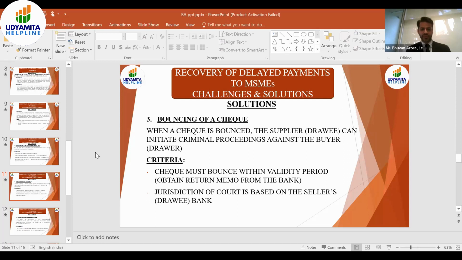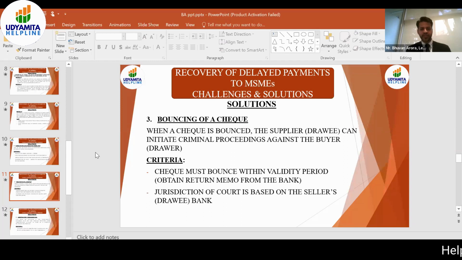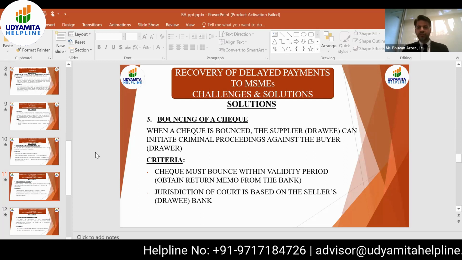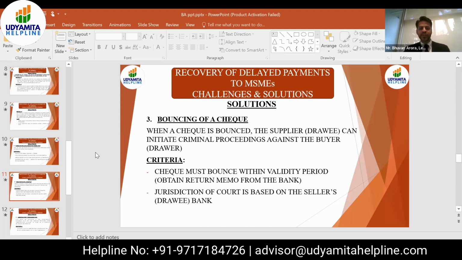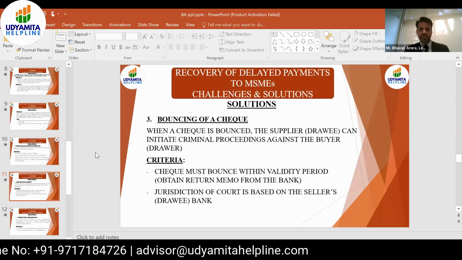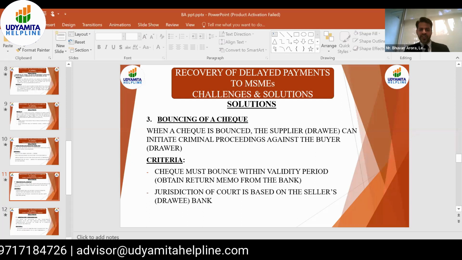As soon as the check is bounced, we have to file an application. First, we have to send them a notice. Then we have to wait for 15 days for their reply. And then within the next 30 days, we have to initiate criminal proceedings, which means filing an application before the court. Criteria: the check must bounce within the validity period. So there has to be a valid check. It cannot be a stale check which was issued 4 years back, 6 years back, or even 7 months back. It has to be a valid check within the validity period.